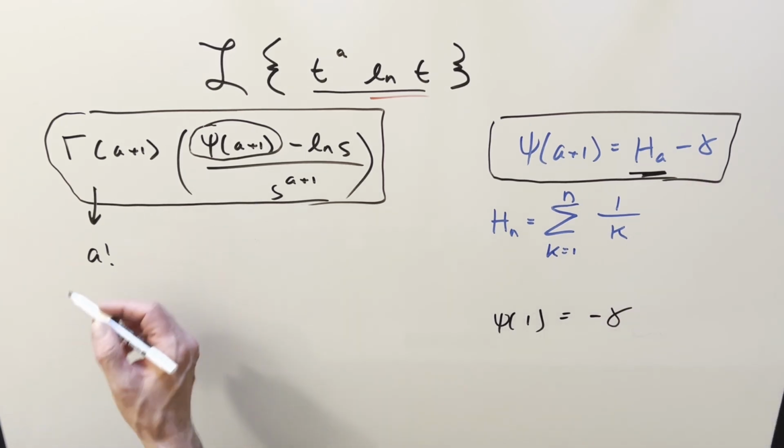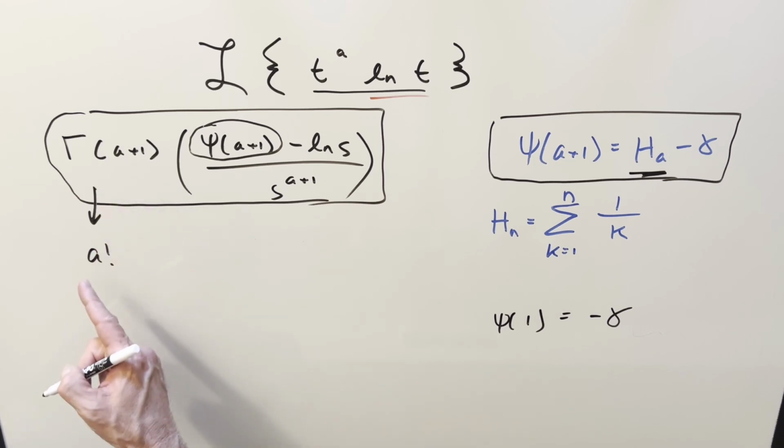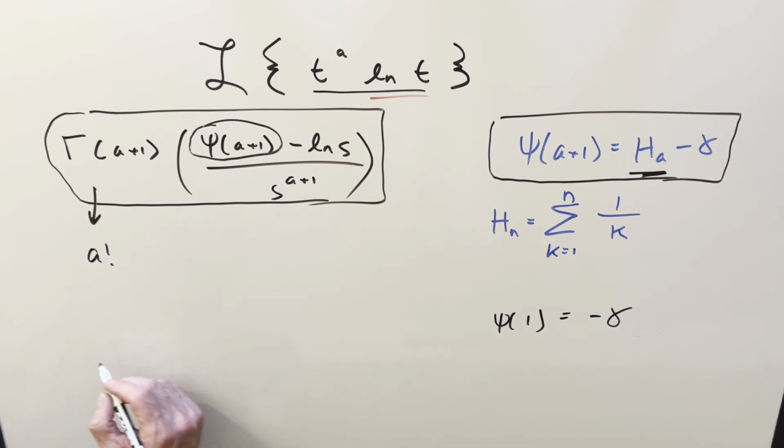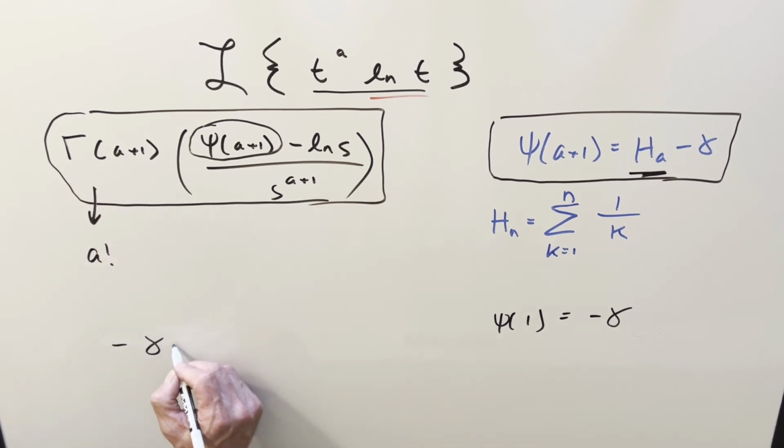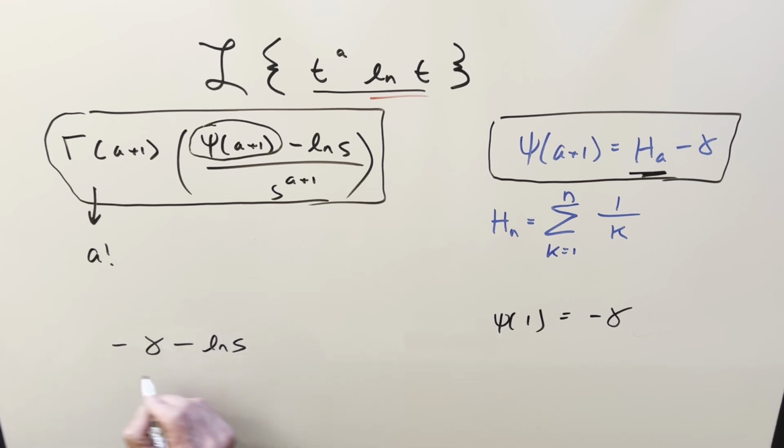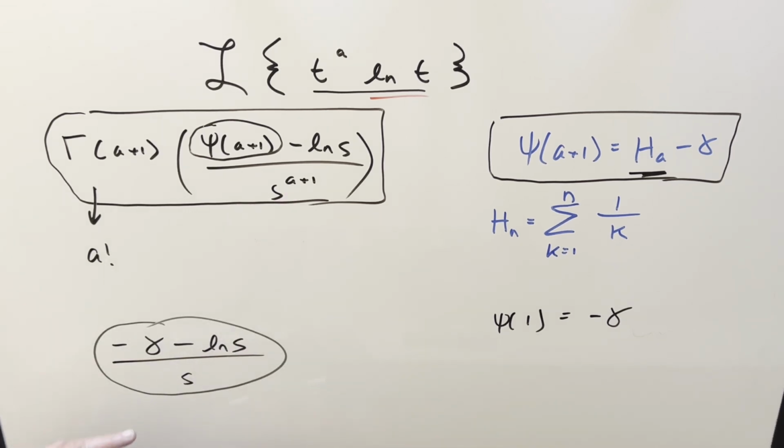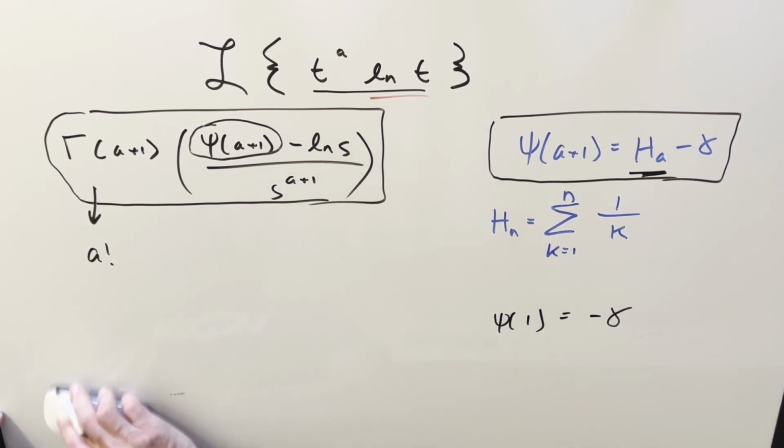So for the a is 0 case, we could just do it out because we'd end up here with just 0 factorial. So we just have a 1 out here. We'd have minus the Euler-Mascheroni constant minus ln(s) over this here, which becomes just s. But this right here is just the formula I found in the other video when we did the Laplace transform of just ln(t), which makes sense. t to the 0 is 1. So you could use that for that case just to get back to that other Laplace transform.